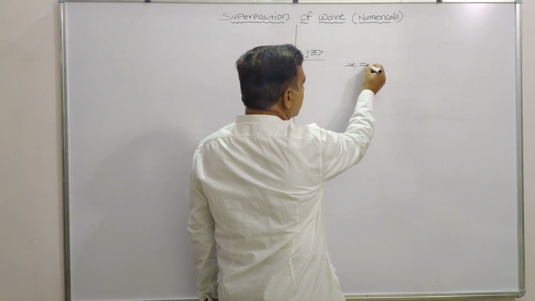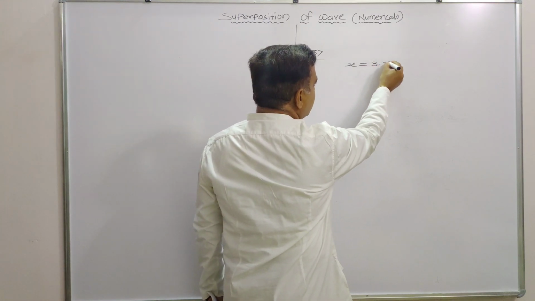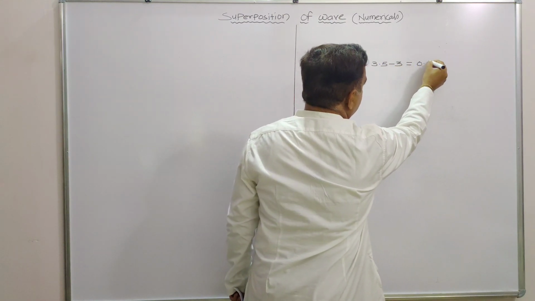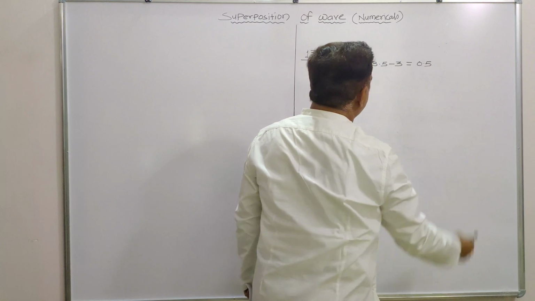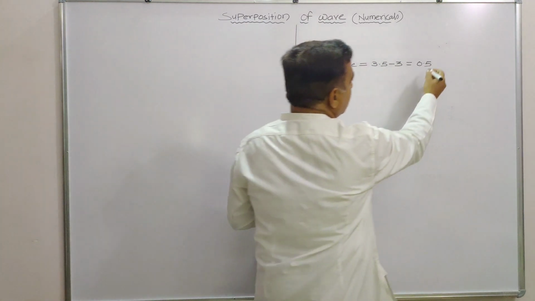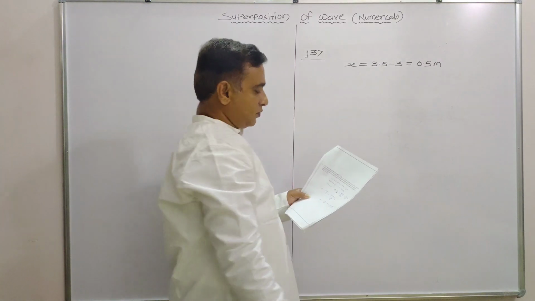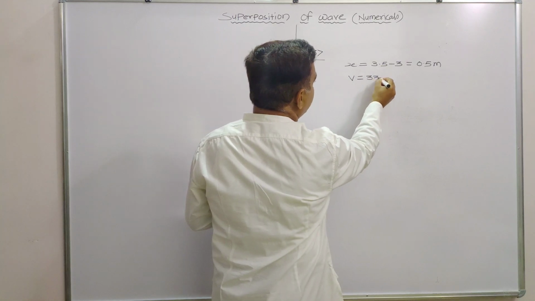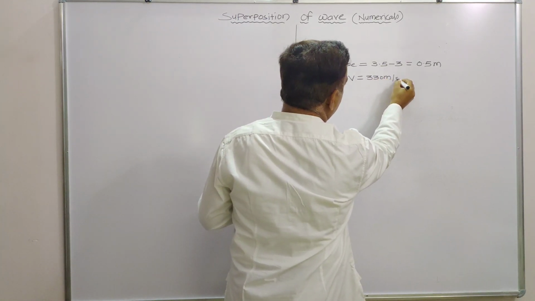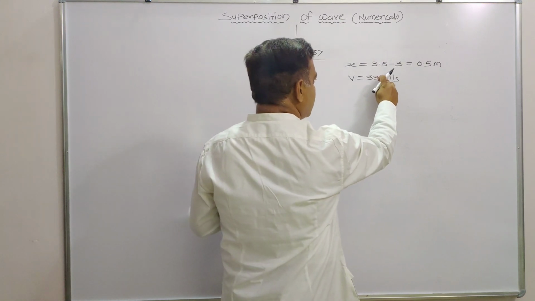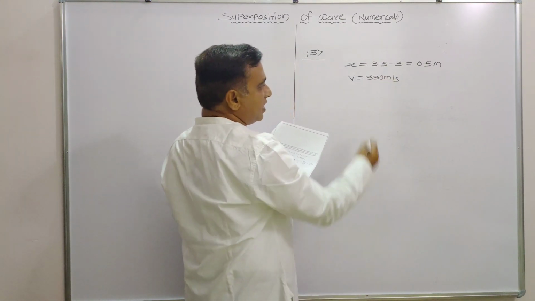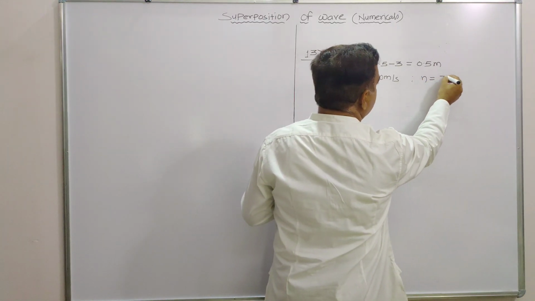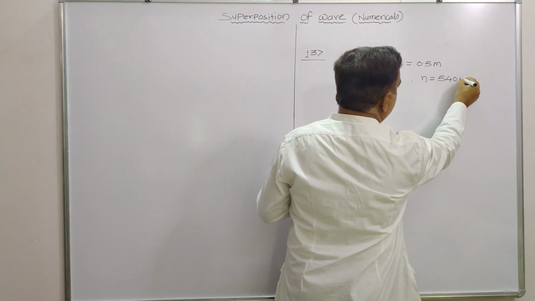We say path difference is equal to: the first wave is at a distance 3.5 and the other is at a distance 3, so the path difference between these two is 0.5 meter. Obviously they are given in meter. What will be the velocity? Clearly velocity is given, that is 330 meter per second. What about the frequency? Both have the same individual frequency, that is 540 hertz.